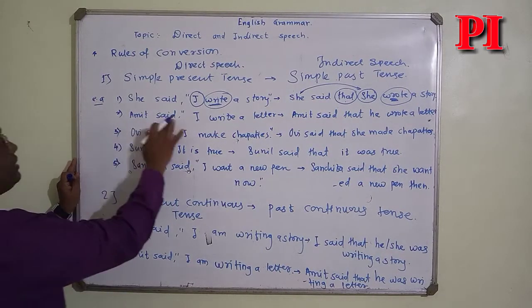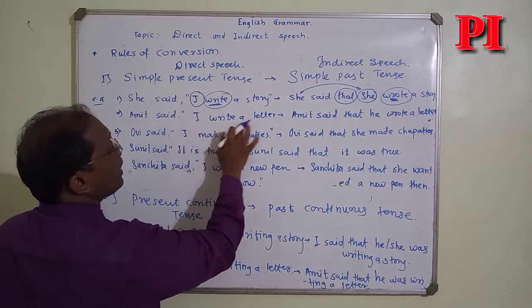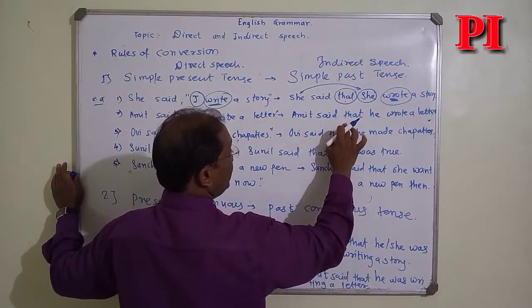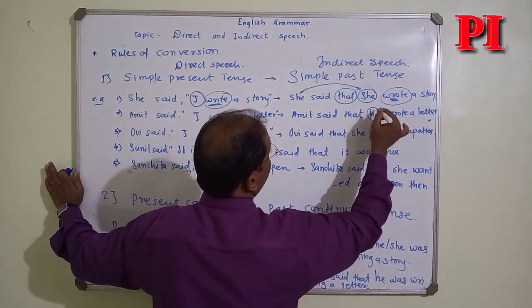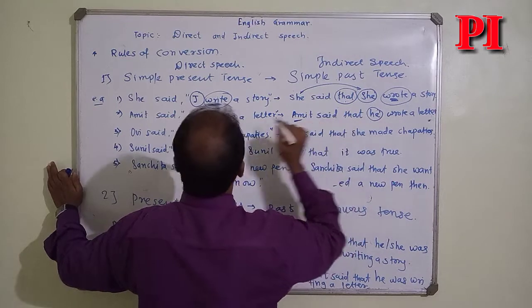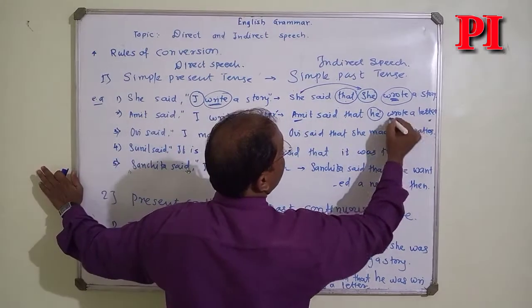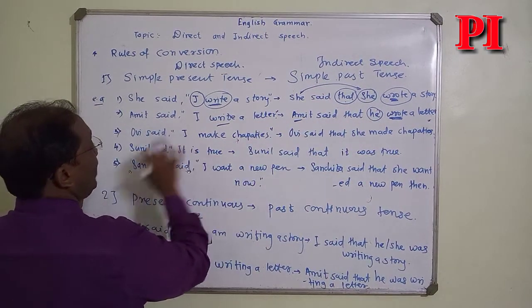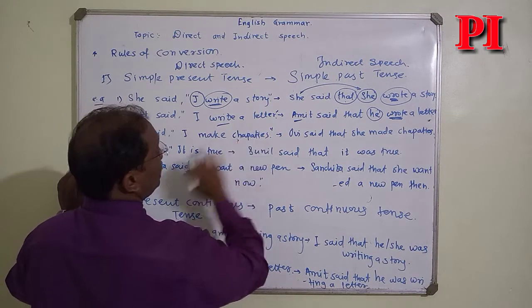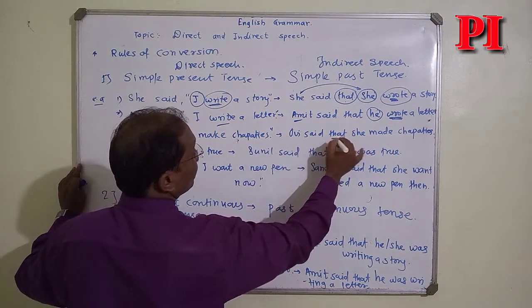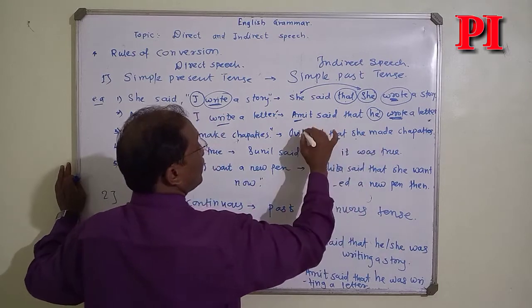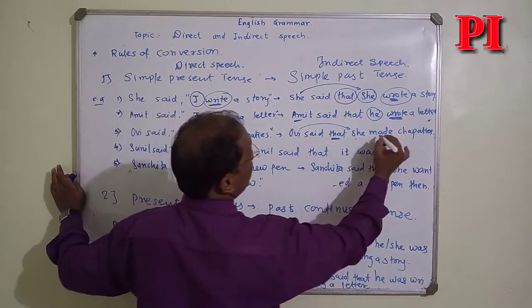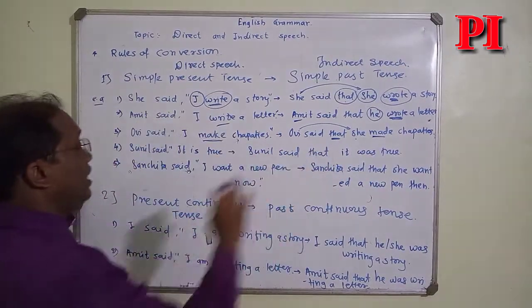Then second, Amit said, comma, in double inverted commas, "I write a letter." Indirect speech: Amit said that he wrote a letter. "He" is referred for Amit. Then "write" we use here in simple past tense, "wrote." Then the remaining part as it is. Then Obi said, comma, in double inverted commas, "I make chapatis." Then Obi said that, conjunction, she referred to Obi, made chapatis. "Make" converted into simple past tense "made." Then the remaining part is written as it is.